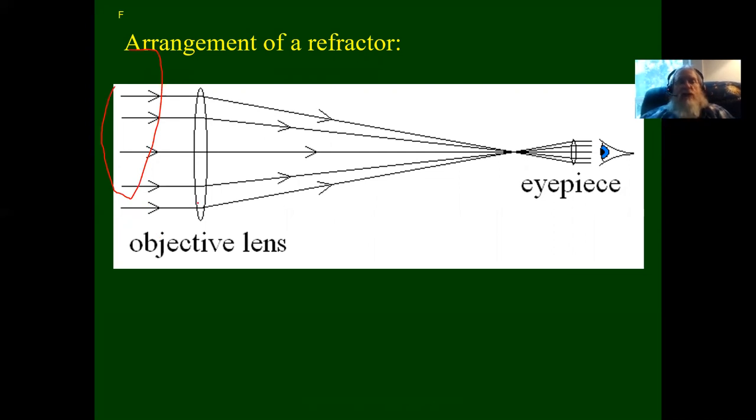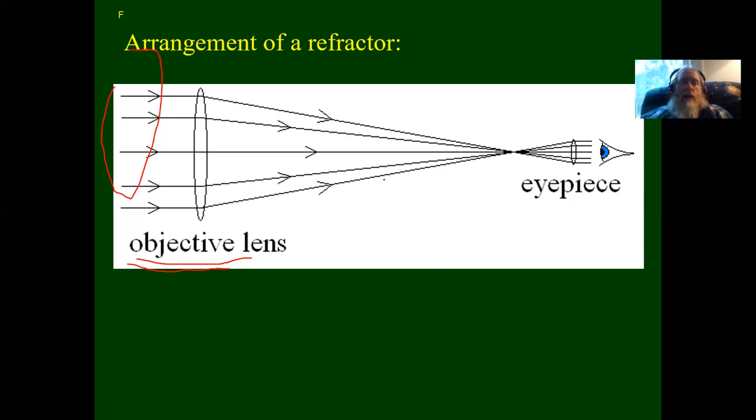Now, the first lens that the light will encounter will be the largest lens in the telescope, which we call the objective lens. Whenever we talk about the size of a telescope, if it's a refractor, we mean the diameter of the objective lens. If it's a reflecting telescope, which we'll talk about in the next lecture, it will be the diameter of the primary mirror.